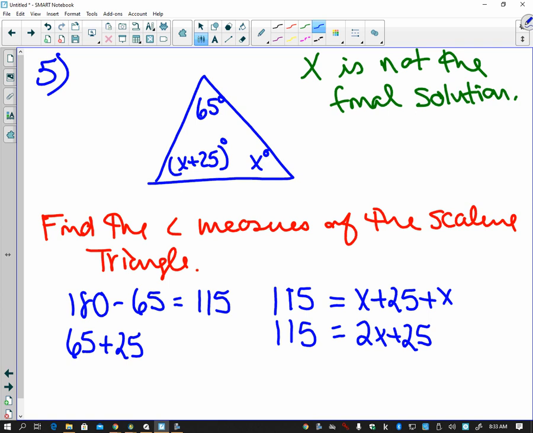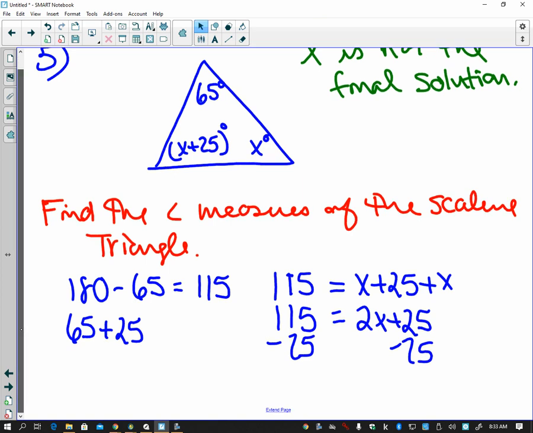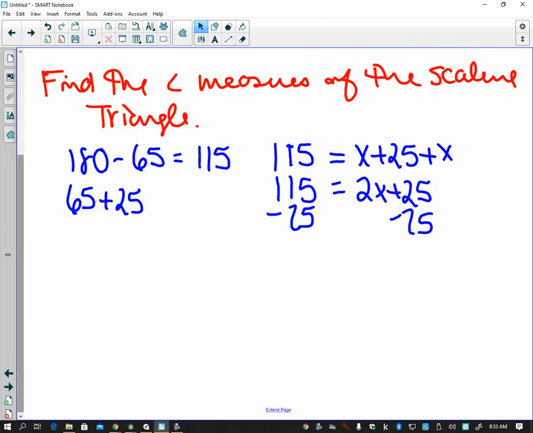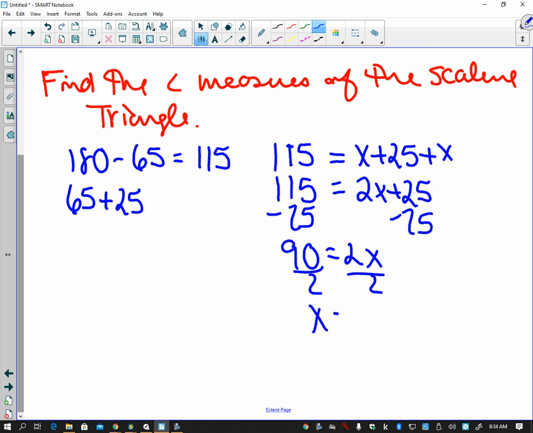Subtract 25 from 115 and get what? What is it, 90? Okay, you're getting 90 equals 2x. Divide by 2. Divide by 2. x equals what? 45 degrees. Okay? And 45 degrees would probably show up as an option.